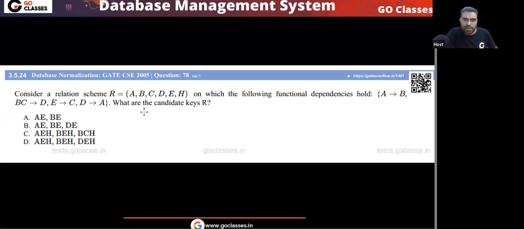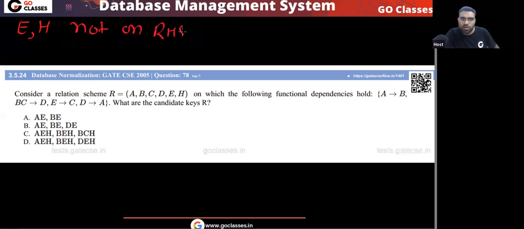So first you tell me, is there any attribute which does not appear on the RHS? You can see A, C, D, B are appearing on the RHS. E, H do not appear on the RHS. So you can notice that these two attributes, E and H, are not on the RHS of any FD.